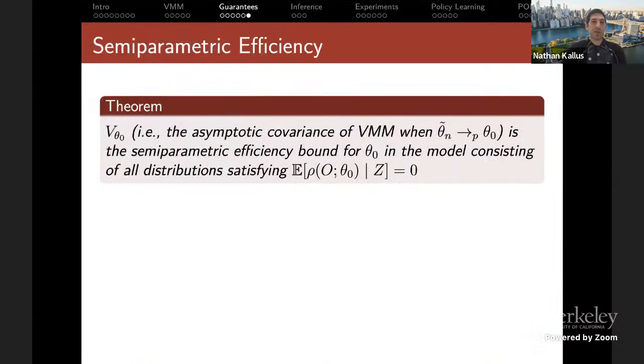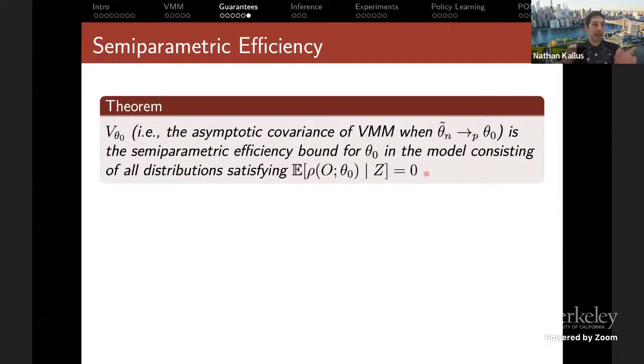We can get more than that. We can get semi-parametric efficiency. So in particular, we can show that that variance from the last slide, when theta tilde n converges to theta naught, right? So the asymptotic covariance of VMM, when our initial guess converges eventually to theta naught, as it will if we do two-stage VMM, that is actually the semi-parametric efficiency bound for estimating theta naught in the model consisting of all distributions satisfying the conditional moments.